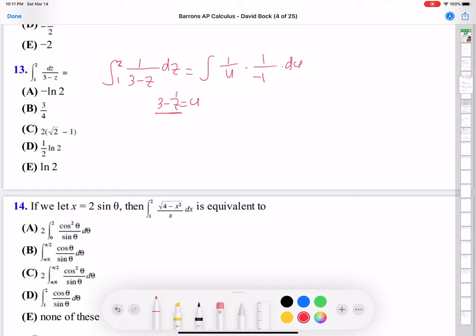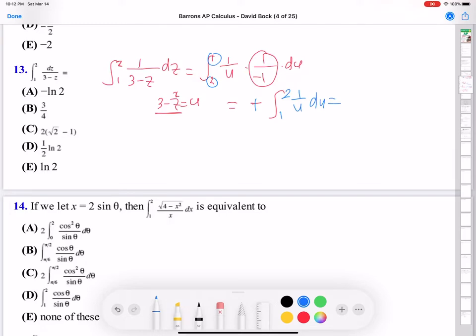Then change those two numbers. If z is 1, u is 2. If z is 2, u is 1. Then negative 1 can be in the front, right? I want to change the upper limit and lower limit. So it was from 2 to 1, and I changed that to from 1 to 2. If we swap those two numbers, we have to put a negative sign in the front. There's already a negative sign in the front, so the negative will be positive. Positive integral 1 over u du.